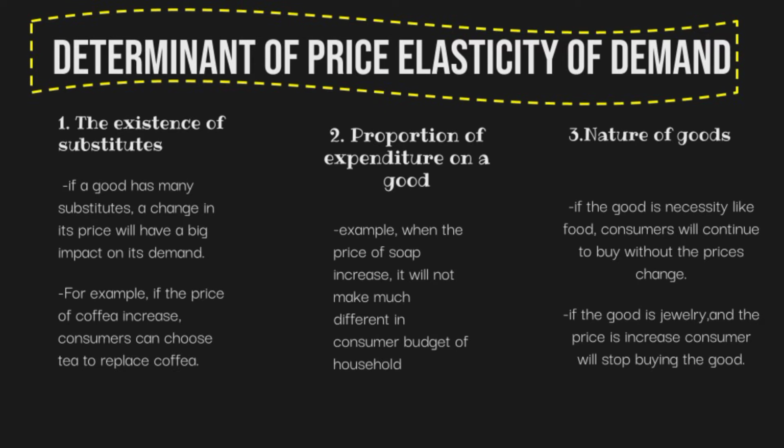Second, proportion of expenditure on a good. For example, when the price of soap increases, it will not make much difference in the consumer's household budget. Third, nature of goods. If the good is a necessity like food, consumers will continue to buy it without regard to price change. If the good is jewelry and the price is increased, consumers will stop buying the good.